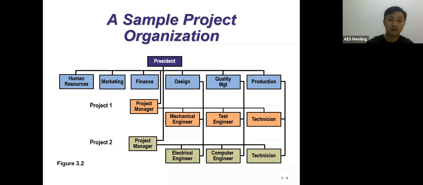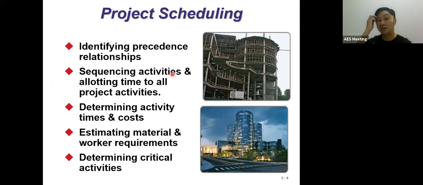Right, after this we have project scheduling. Now, ladies and gentlemen, in project scheduling, what we need to identify first and foremost is the precedence relationship. Precedence relationship means we are trying to establish the interrelationship between variables, and variables here means the activities. A very simple question, I ask you first.